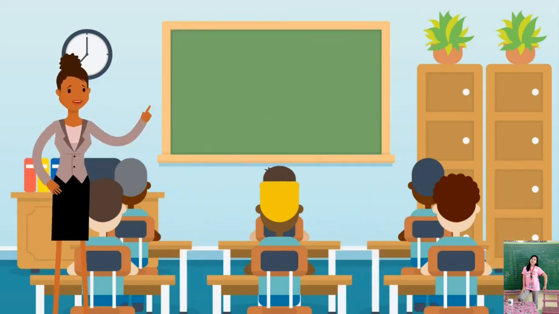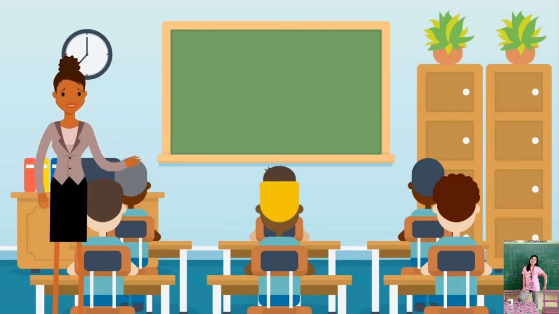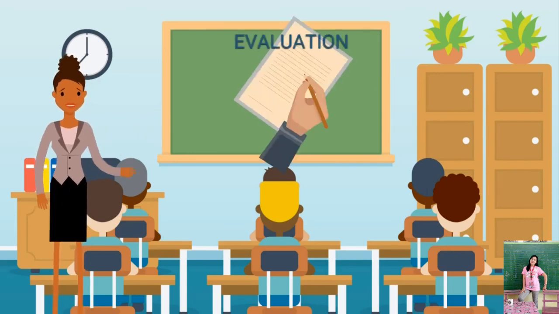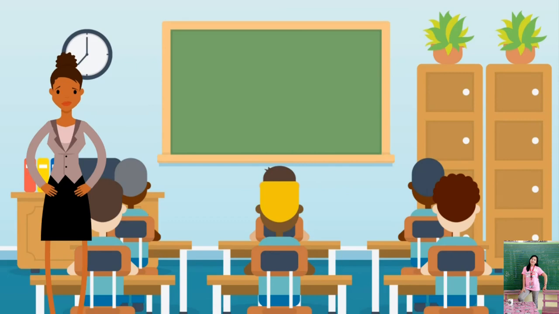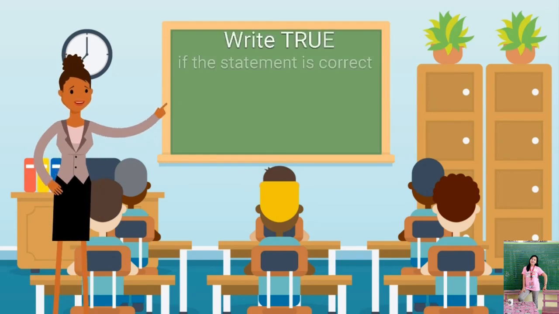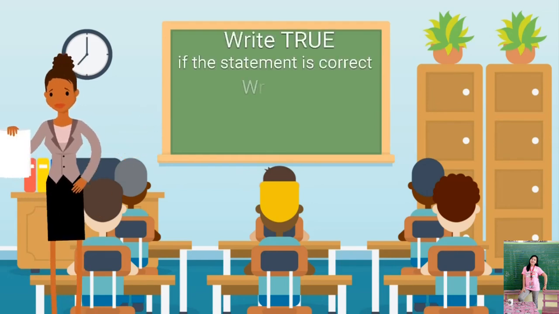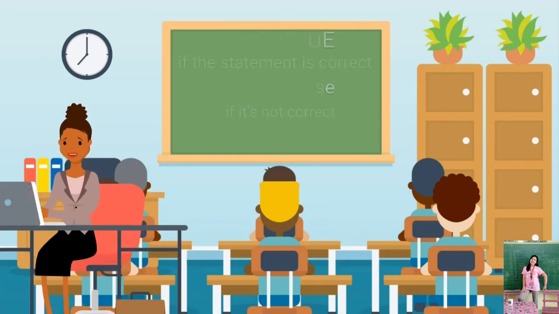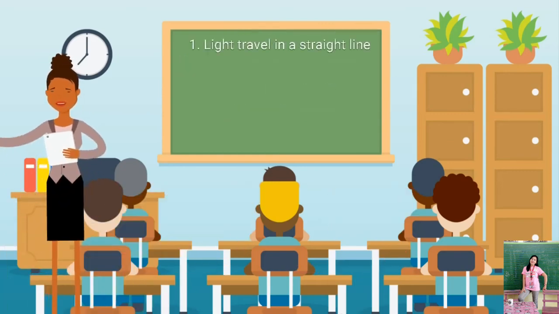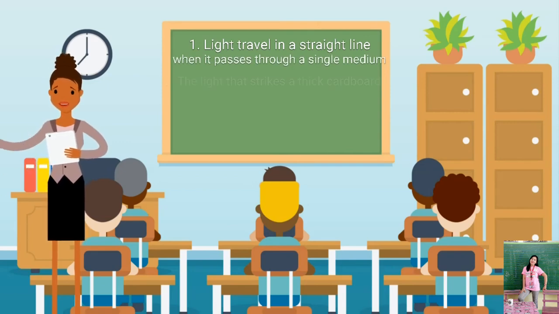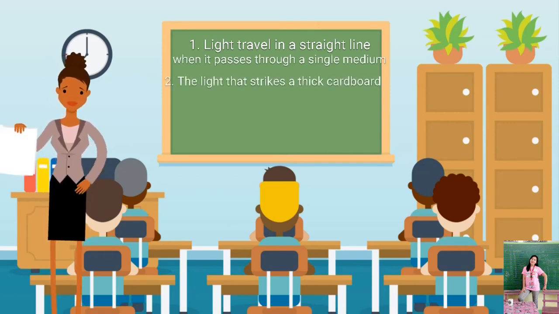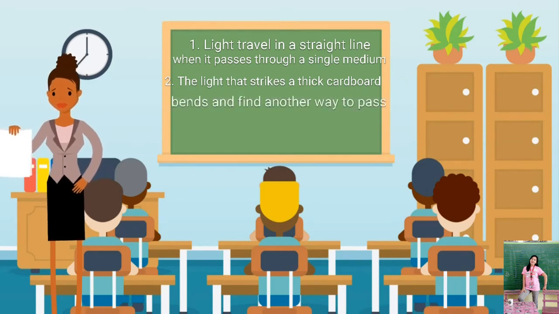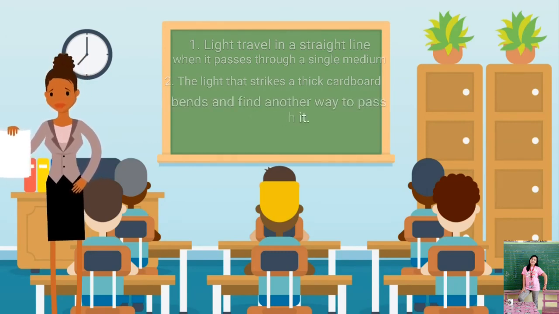To see how well you understand our lesson, please get a piece of paper and pencil for your evaluation. Read and understand the direction very carefully before answering. Let's now read it. Write true if the statement is correct, and false if it is not correct. Number 1. Light travels in a straight line when it passes through a single medium. Number 2. The light that strikes a thick cardboard bends and finds another way to pass through it.